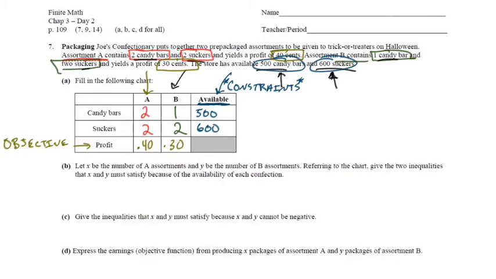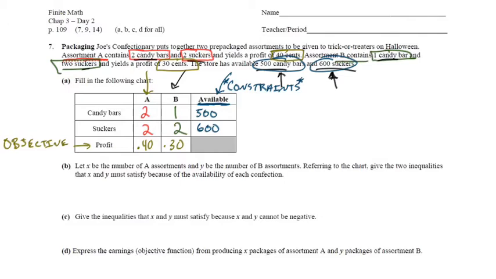All right, so we've got the table complete. We've got our objective function or our profit function down here at the bottom. We know we are constrained by the number of candy bars at the confectionery, and the same thing, we're constrained by the number of suckers.